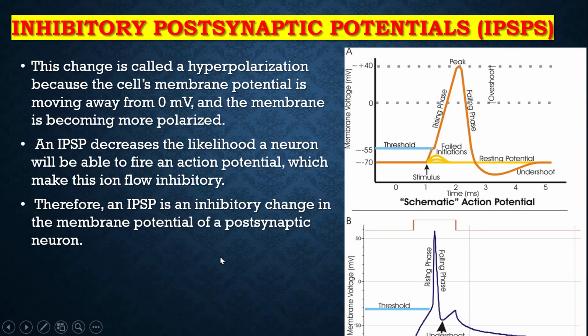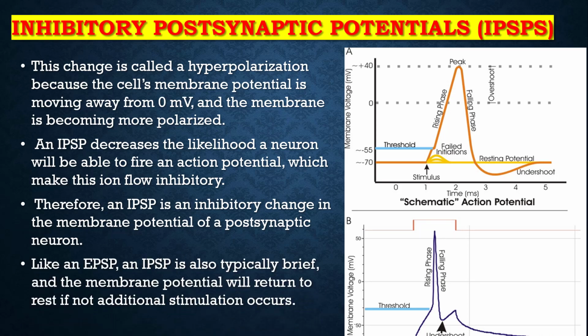Therefore, an IPSP is an inhibitory change in the membrane potential of a postsynaptic neuron. When negativity is increased, the neuron is inhibited and no action potential is produced in the postsynaptic neuron. This inhibition is typically brief, and the membrane potential will return to the resting state if no additional stimulus occurs. If the neuron is not further inhibited, the cell will repolarize and come to the resting state.